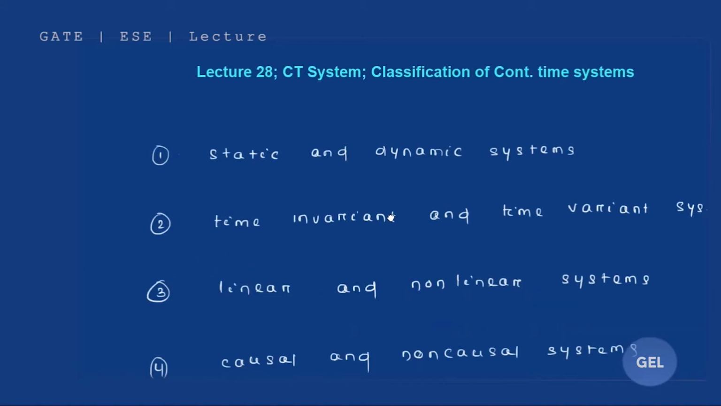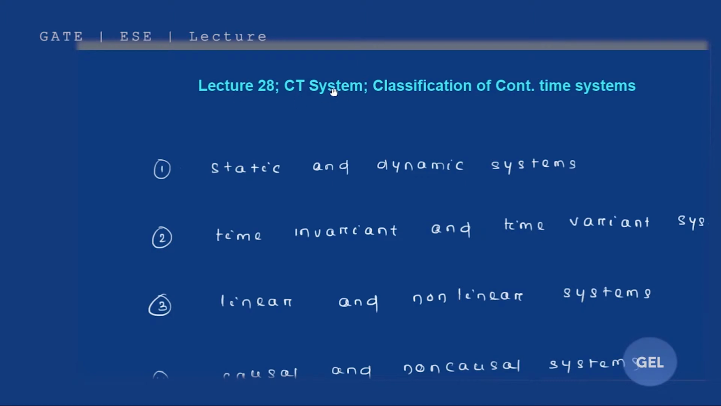We are in lecture number 28 of Signals and Systems, in the module of continuous time system. In the previous video lecture, we got into discrete time system and understood the response of a discrete time system. And again, we came back here to continuous time system because I'm going to finish the classification of continuous time systems.